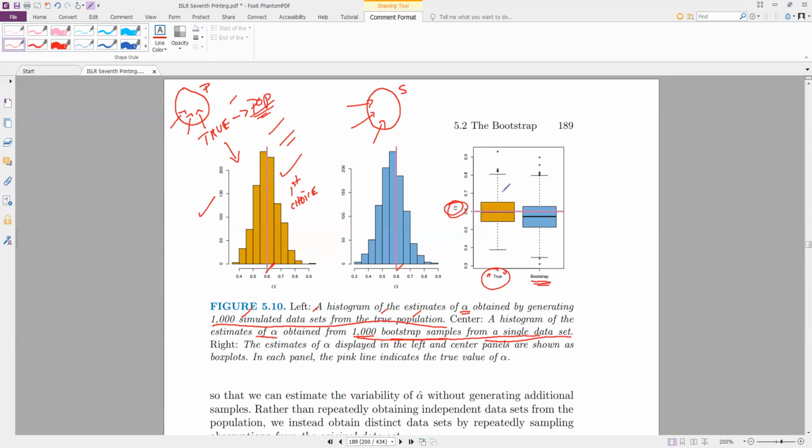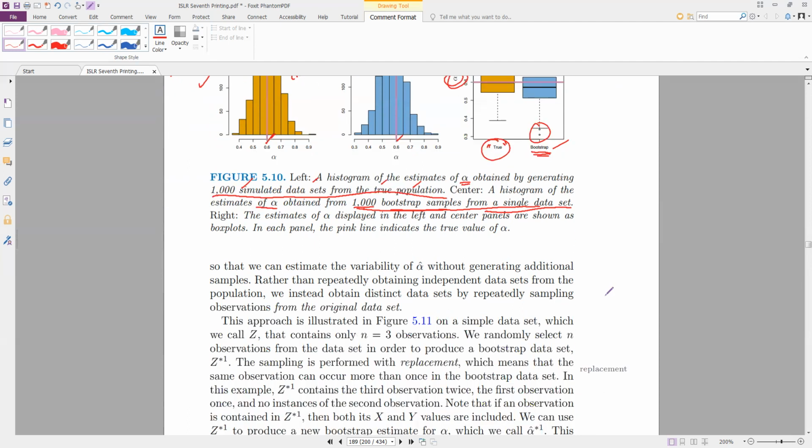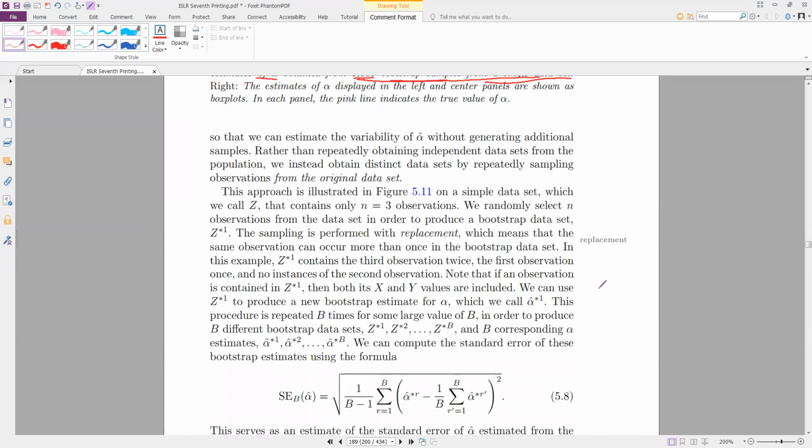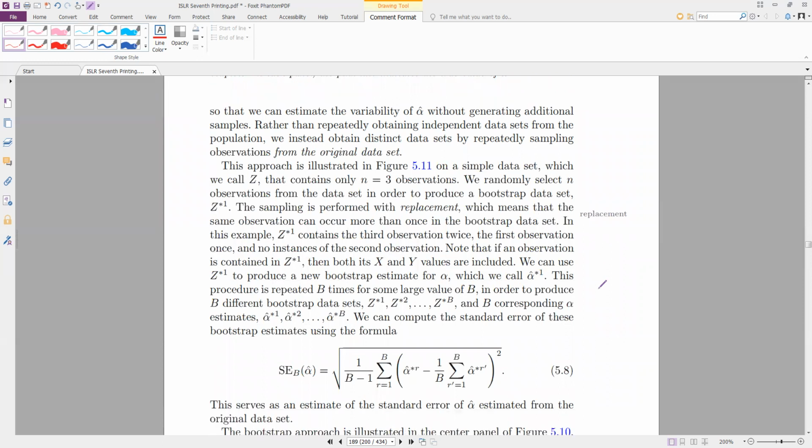This is based on sampling from the population, and this is sampling from the sample, which is the bootstrap. And you can see that they're relatively close. They're going to be a little bit different, and you also get a little bit of outliers here, a little bit over here, but still relatively close. Okay. So we can also compute the standard errors of these coefficients, and that's what they're doing over here.